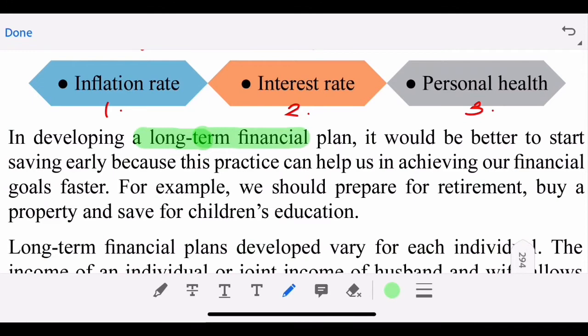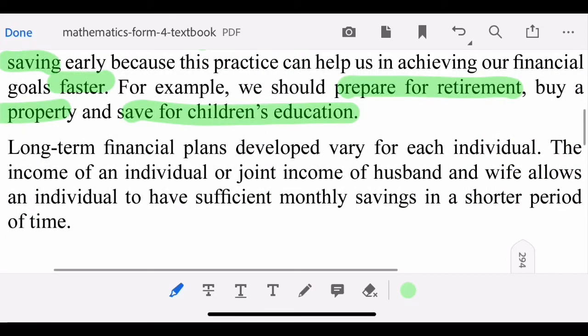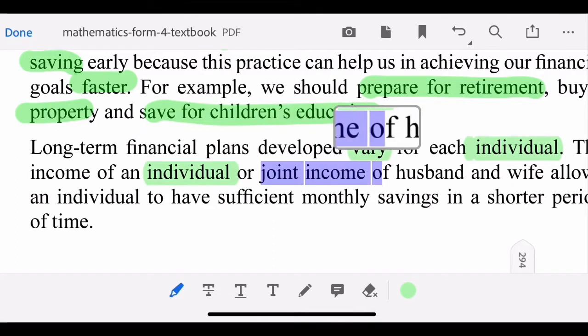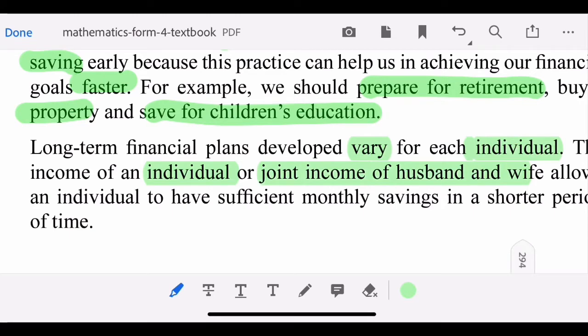In developing a long-term financial plan, it would be better to start saving early because this practice can help us in achieving our financial goals faster. For example, we should prepare for retirement, buy a property, and save for children's education. Long-term financial plans vary for each individual. The income of an individual or joint income of husband and wife allow an individual to have sufficient monthly savings in a shorter period of time.